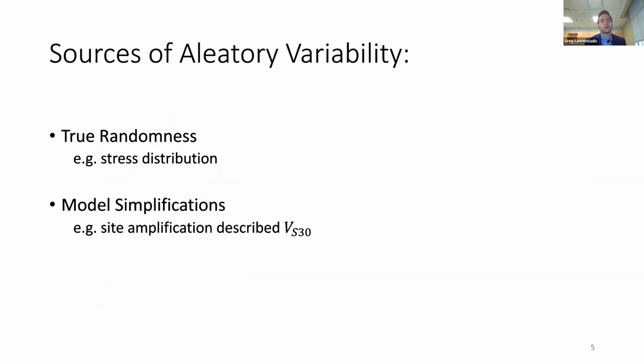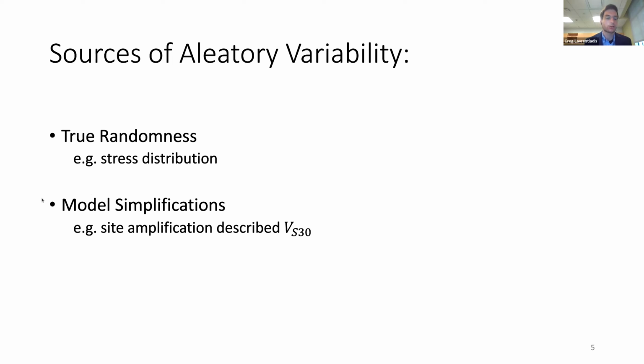So it's worth taking a step back and really asking ourselves, what are the sources that are contributing to this misfit? And the obvious one is the true randomness in the earthquake process, which, no matter how much data we can collect, we will never be able to predict for future earthquakes. One example is the stress distribution on a fault and how that controls the ground motion for future earthquakes.